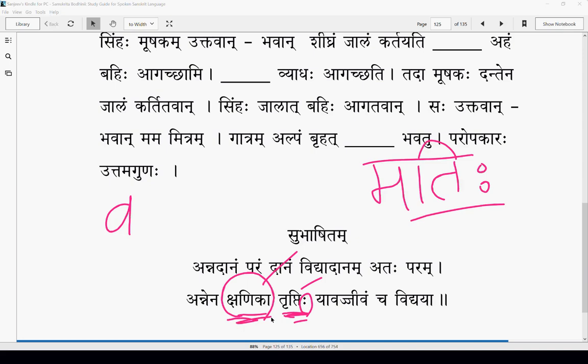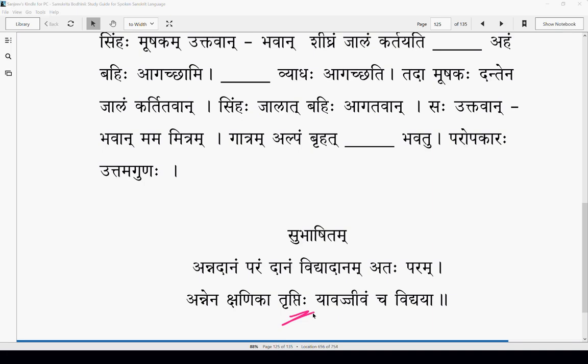There could be, but here we know kshanika is a visheshanam. By the way, in Sanskritam there are pullinga base words ending in A, but there are no base words which are strilinga ending in A. Just a clarification. Here it is easy to spot kshanika, because kshanika is a visheshanam. So we know that tripti is strilinga, like Bhakti, Mati, Shakti, they are all strilinga words.